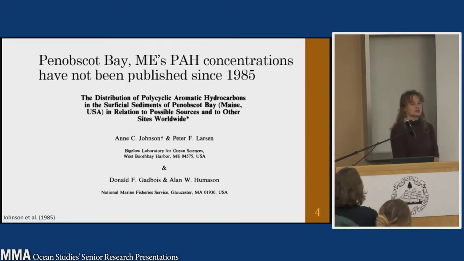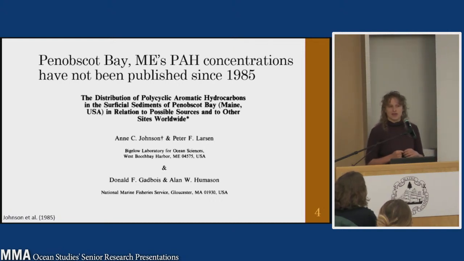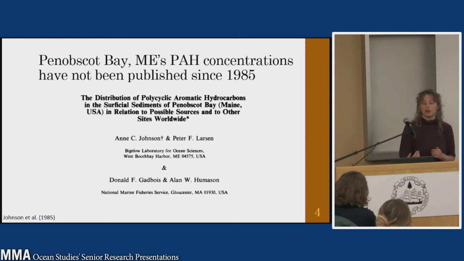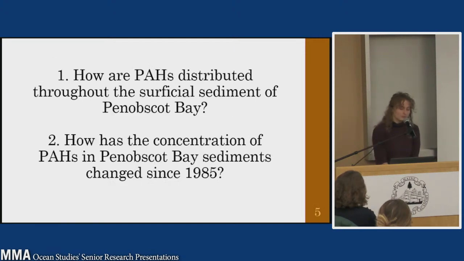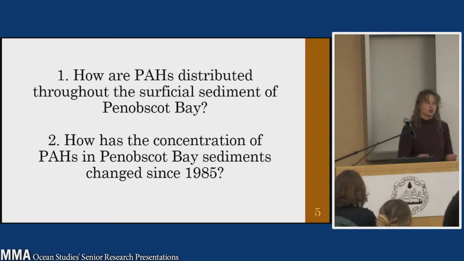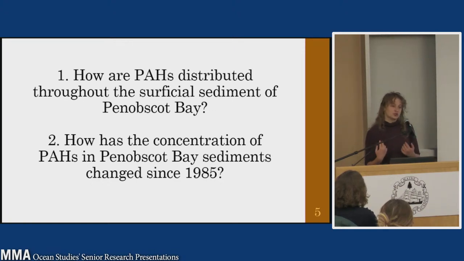In 1985, Johnson et al. studied PAHs within the Penobscot Bay. He found that despite how rural Maine was, Penobscot Bay had a surprisingly high concentration of PAHs, comparable even to some areas around Long Island. Despite this, there haven't been any published follow-ups on the concentration of PAHs within the bay. So for my study, I tried to, one, figure out what the current PAH concentrations are within the bay, and two, compare those concentrations to 1985 to see if anything's changed.